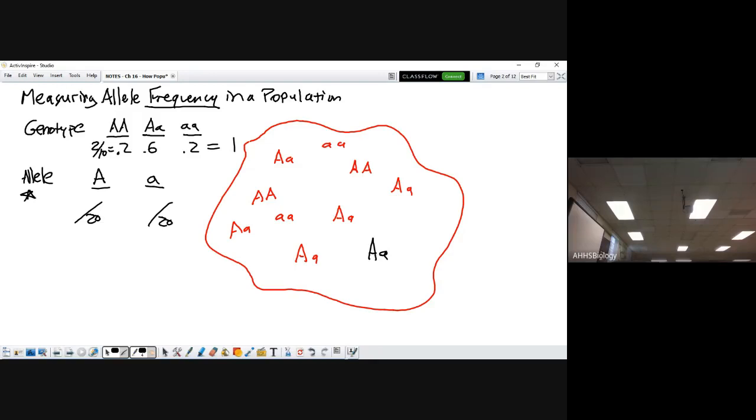There's 10. So 10 right there, which means this has to be 10 because there's nothing else. So we would then say this is 0.5 and this is 0.5. Okay? So now we have two things. We have genotype frequencies and we have allele frequencies.